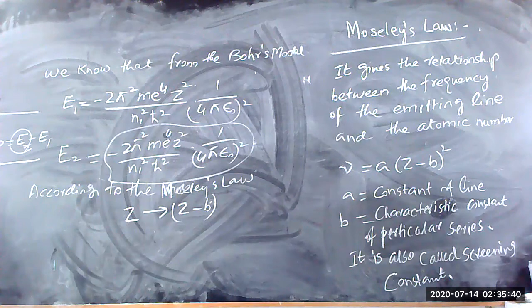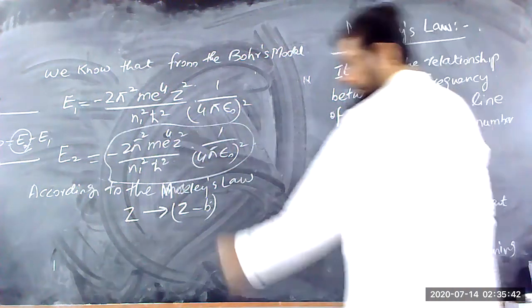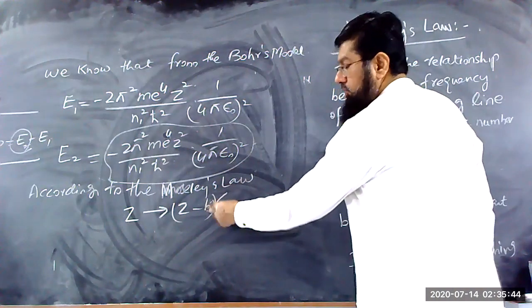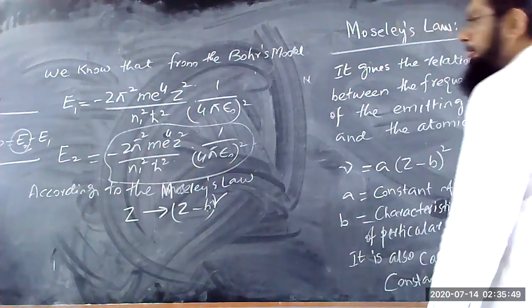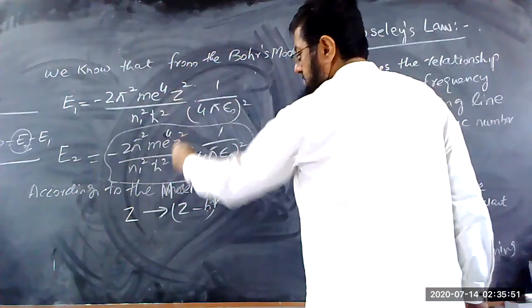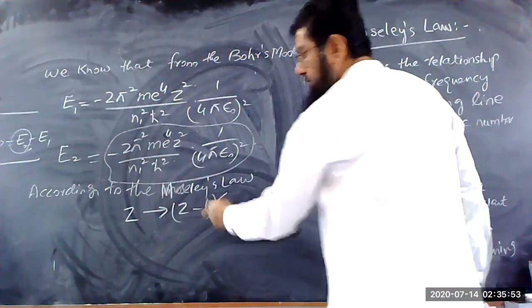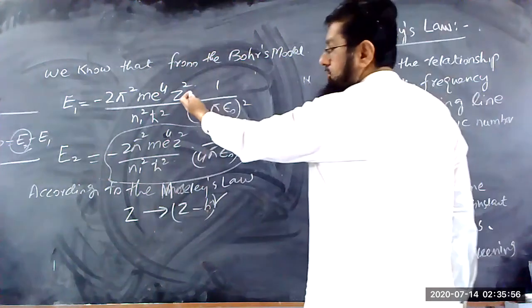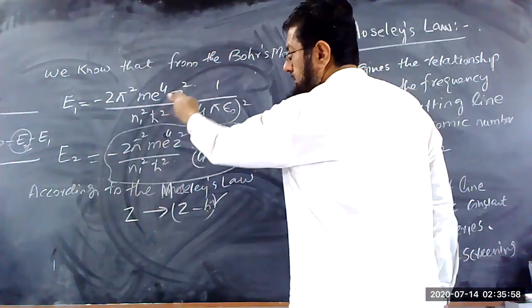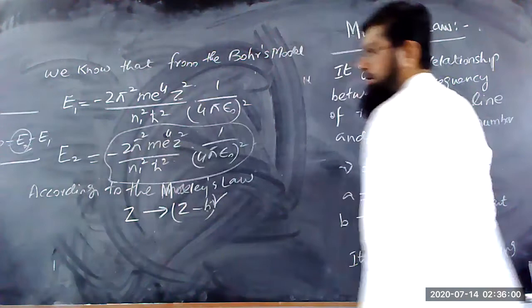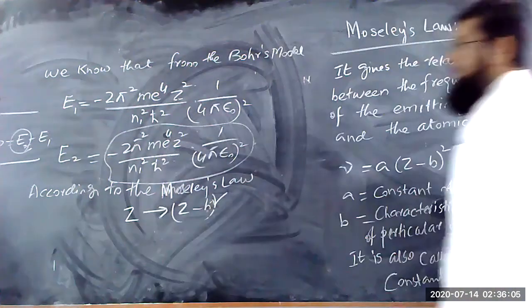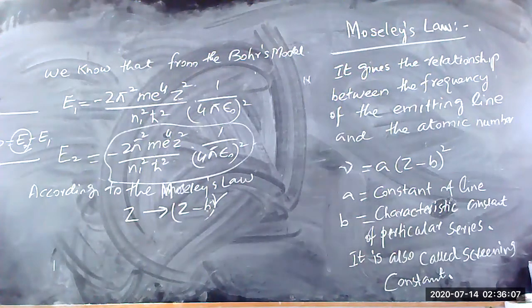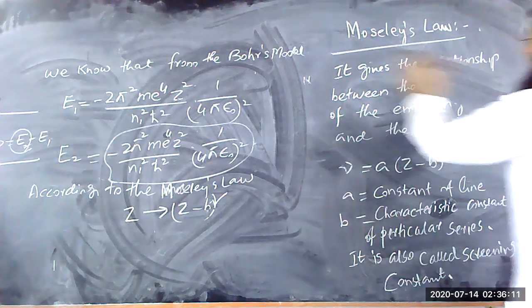So in the case of X-rays, this B has a certain value which we call the screening constant value. Here, Z is replaced by Z minus B, and this is for the heavier atom and this is for the hydrogen atom. These two equations, E1 and E2, are only for the hydrogen atom. And Z minus B is for the other atoms. B is known as the screening constant.